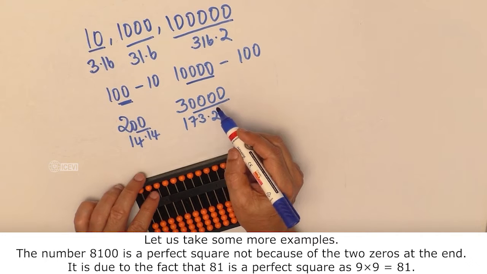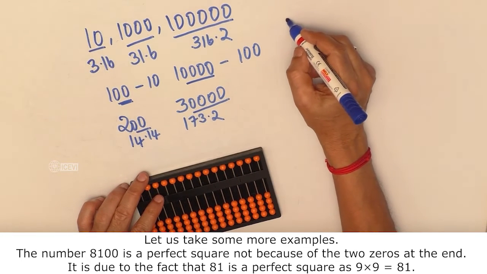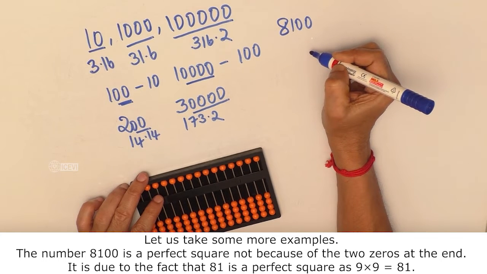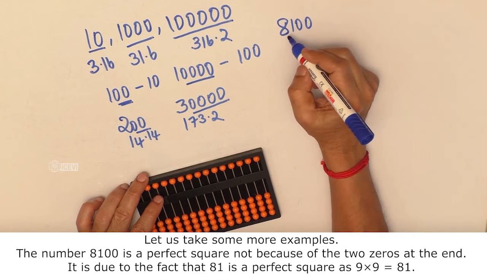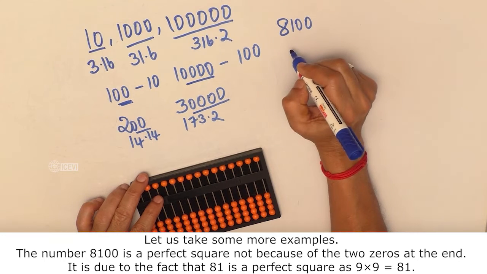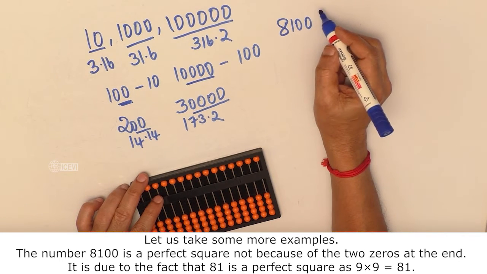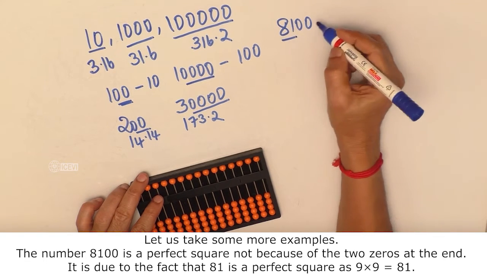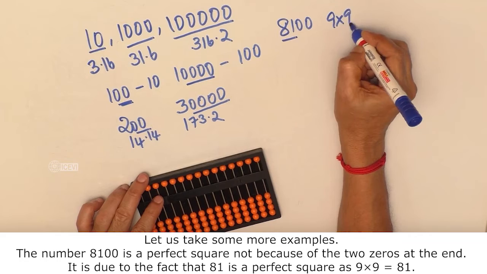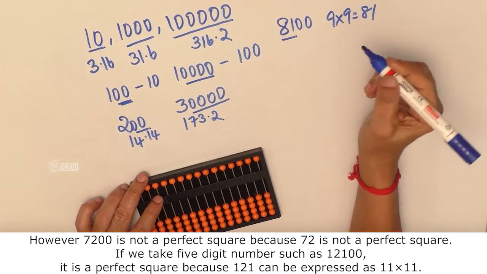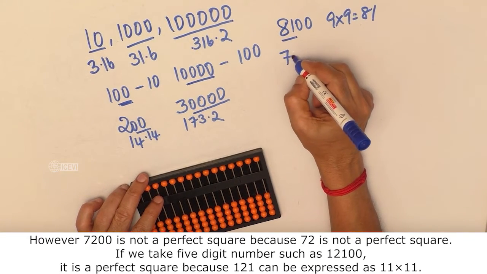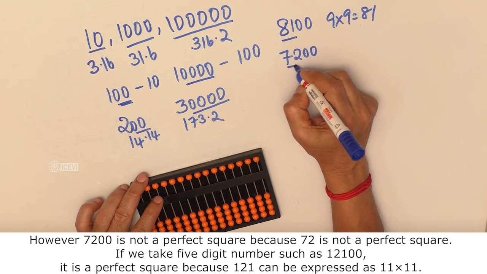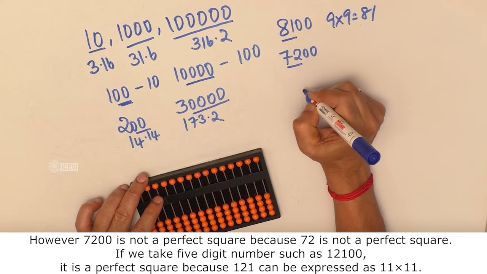Let us take some more examples. The number 8,100 is a perfect square, not because of the 2 zeros at the end. It is due to the fact that 81 is a perfect square, as 9 multiplied by 9 is 81. However, 7,200 is not a perfect square because 72 is not a perfect square.